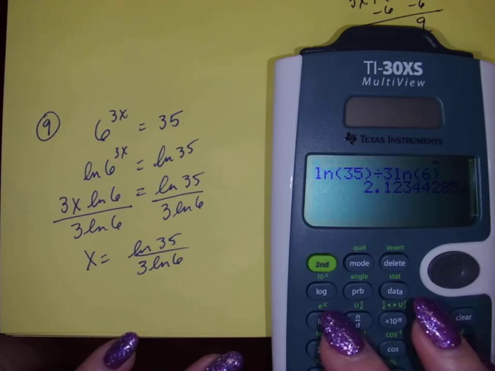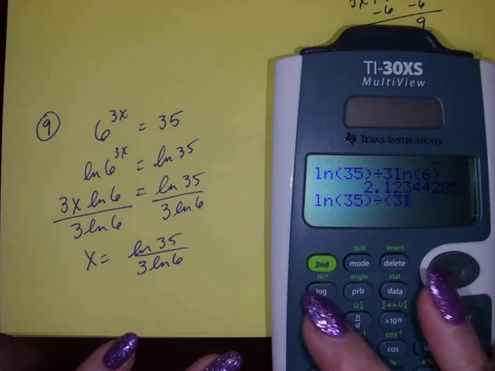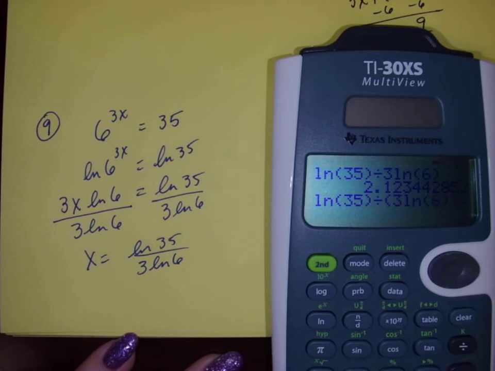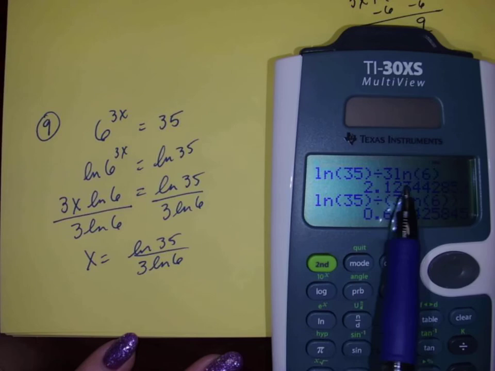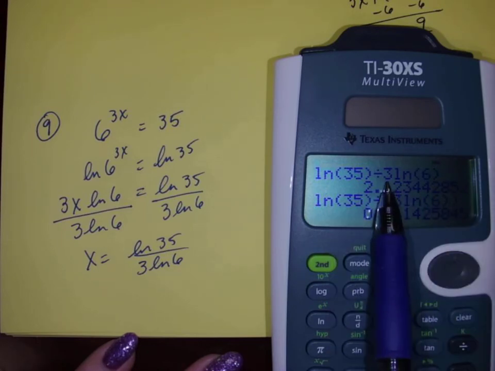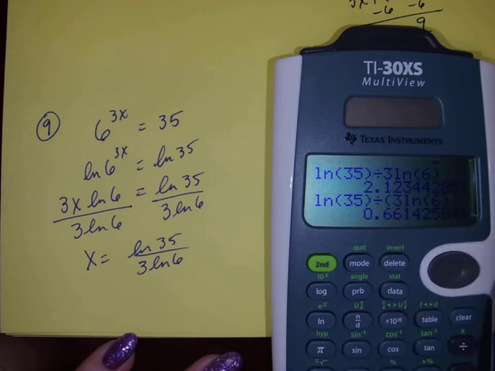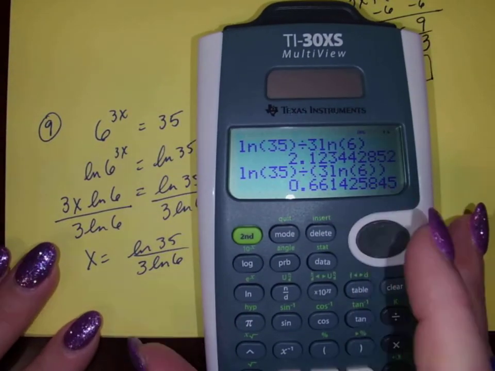So let's try this again. So the ln of 35 divided by parentheses 3 ln of 6. There we go. We have to divide by everything. What happened was I didn't put the parentheses, so be careful about that. And so I divided by the 3 is what it did, and then it saw the multiplication and multiplied by the ln of 6. But you need to divide by the whole thing. So make sure you put that bottom part in parentheses. Otherwise, you don't get the same answer. So parentheses really do matter.